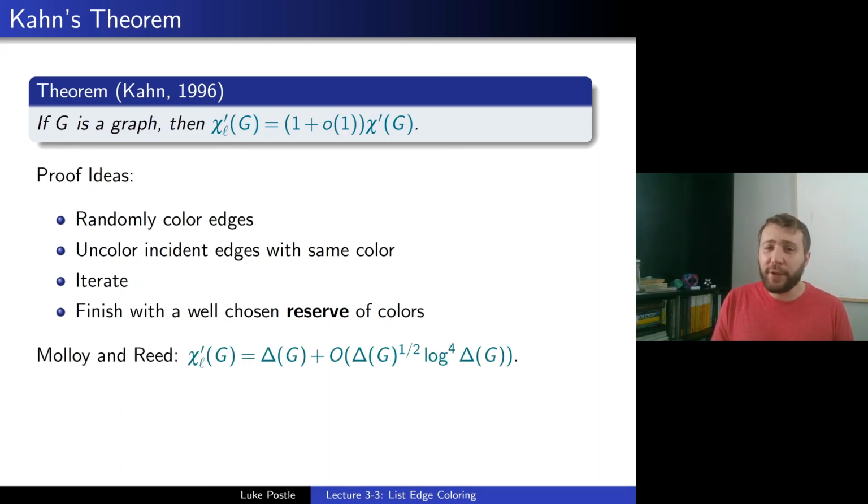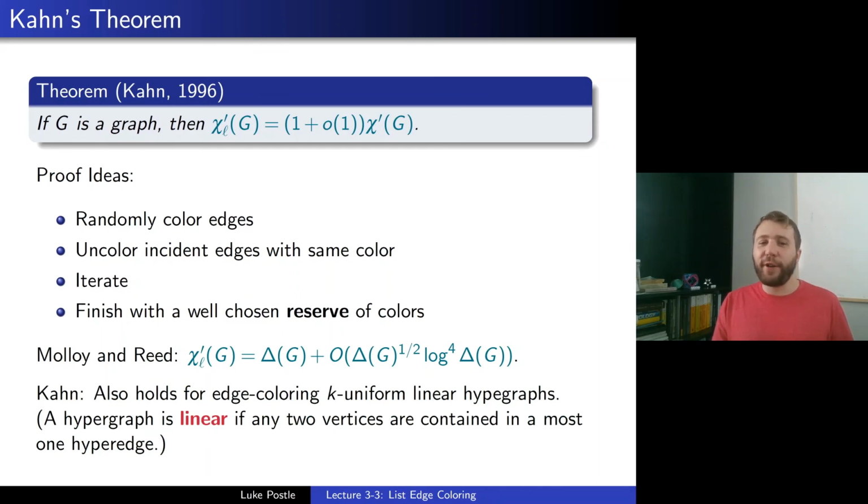I should note that Molloy and Reed, a bit after Kahn, were able to improve the error term. Kahn showed 1 plus little o(1). Molloy and Reed showed delta plus something on the order of square root delta, say log to the 4th delta, so square root delta times polylog delta, which is still the best known bound to this day. So we haven't proven delta plus 1, but we've proven delta plus something on the order of root delta.